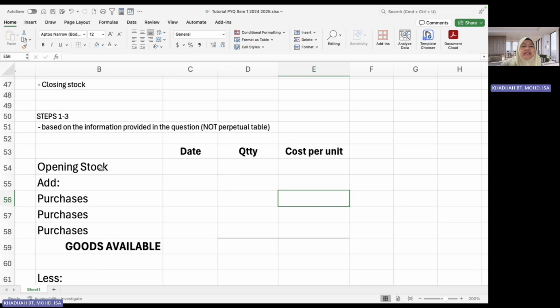All right, your goods available is your opening stock plus your purchases. These are the goods available in the business for you to sell. All right, so that is your goods available. So you plug in the information.